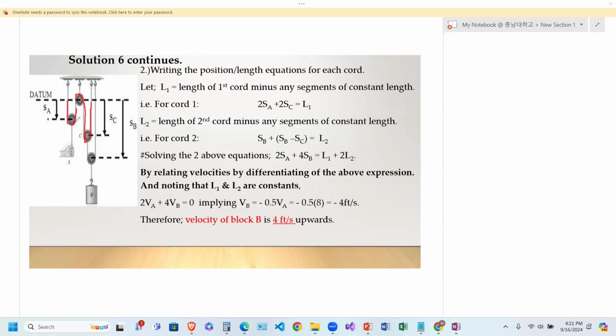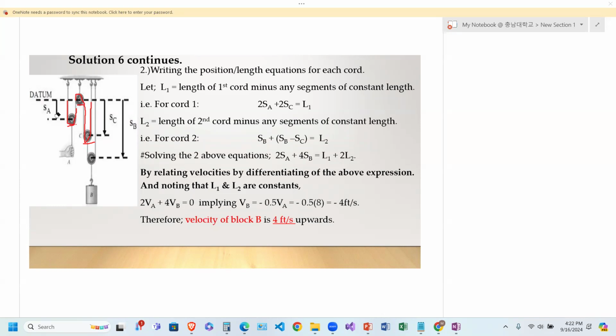But remember, we established our datum. Datum is right here. So at this point there's a constant, and at this point there's a constant, and this point is a constant. So we may disregard that. Now look at this. We said let L1 be the length of the first chord minus any segment of constant length. So this one here, and this one down, and these ones, the constant ones, we are removing them. So we are neglecting any constant.